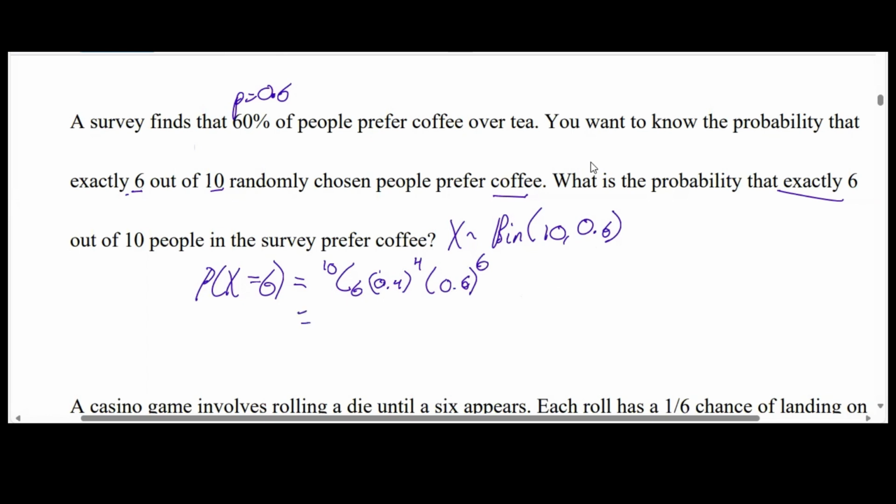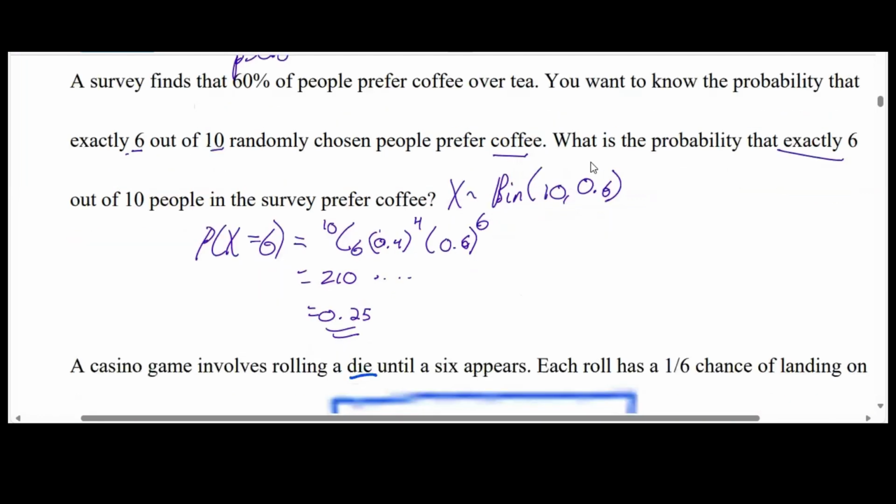So I need to put that in a calculator. 10 C6 will be 210. So it'll be 210 by 0.4 to the power of 4, multiplied by 0.6 to the power of 6. This one you get out 0.25, and that'll be the probability. Straightforward, nothing else to cut up your head with.